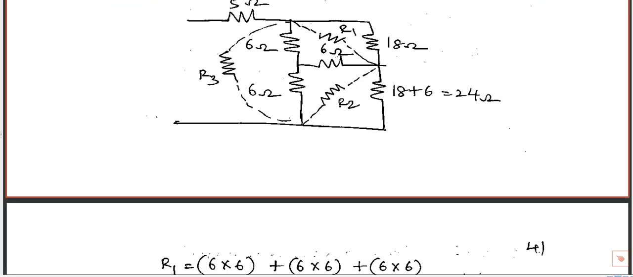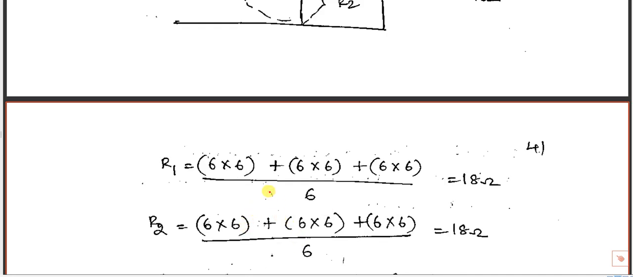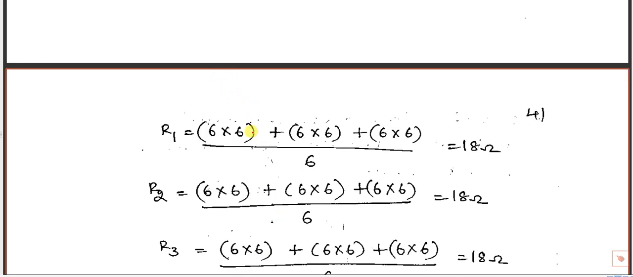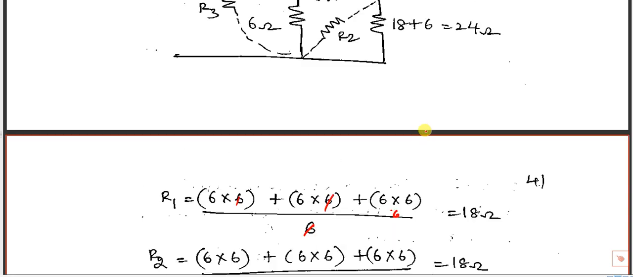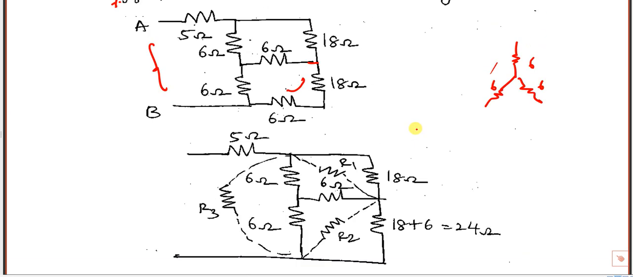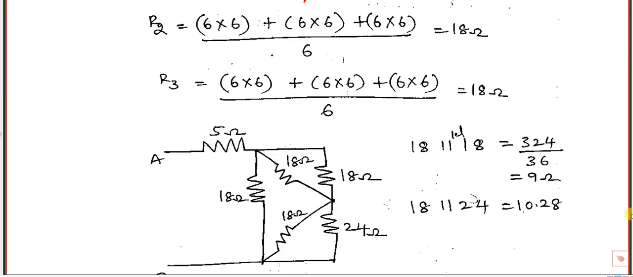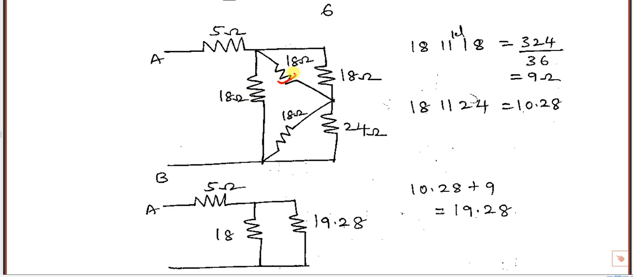If you divide throughout by 6, you'll get 6 plus 6 plus 6 into 6 divided by this 6, so this will be equal to 18 ohms. All resistances are the same, so you will get 18 here, 18 here, and 18 here. So we can convert the star into a delta in which all are 18 ohms.